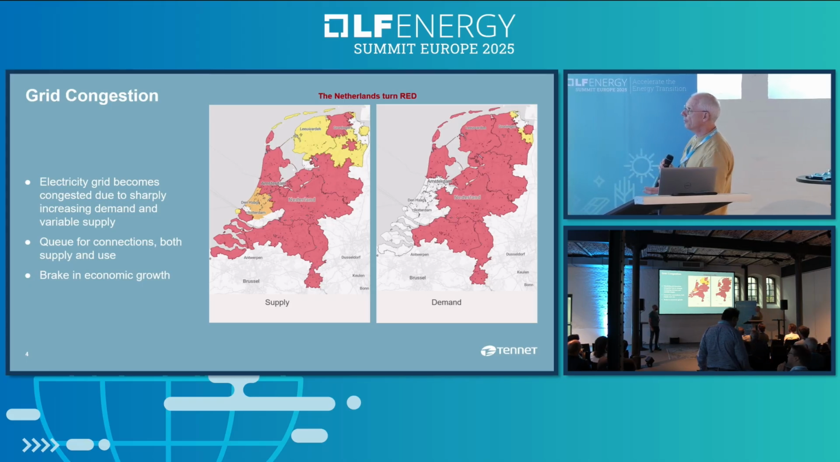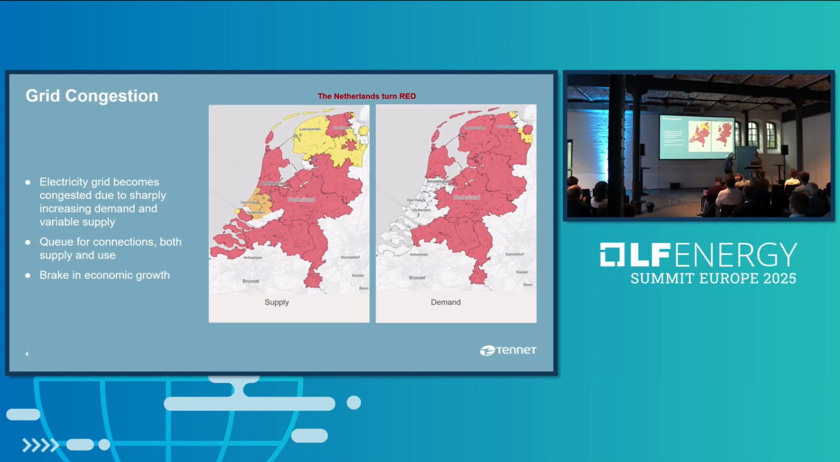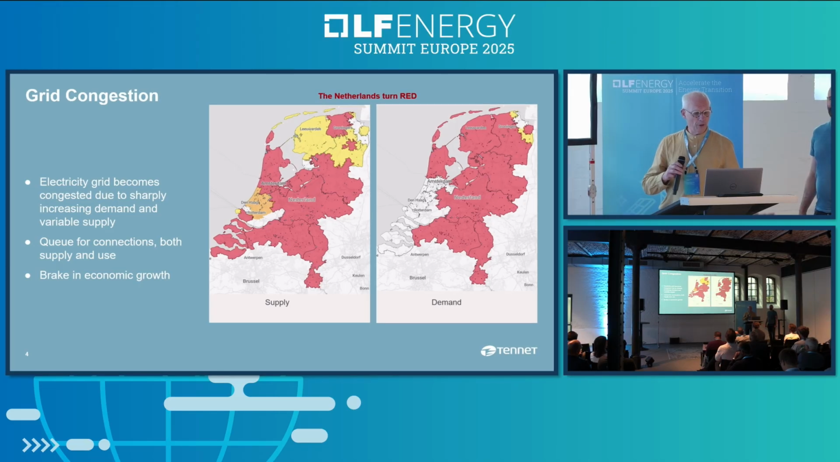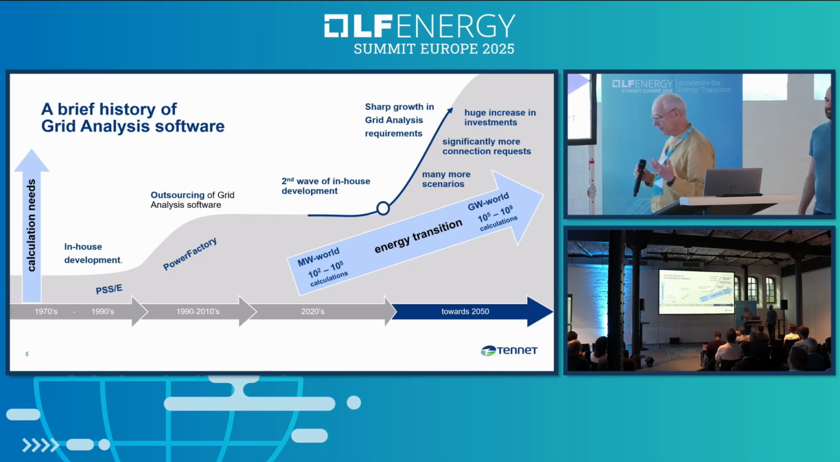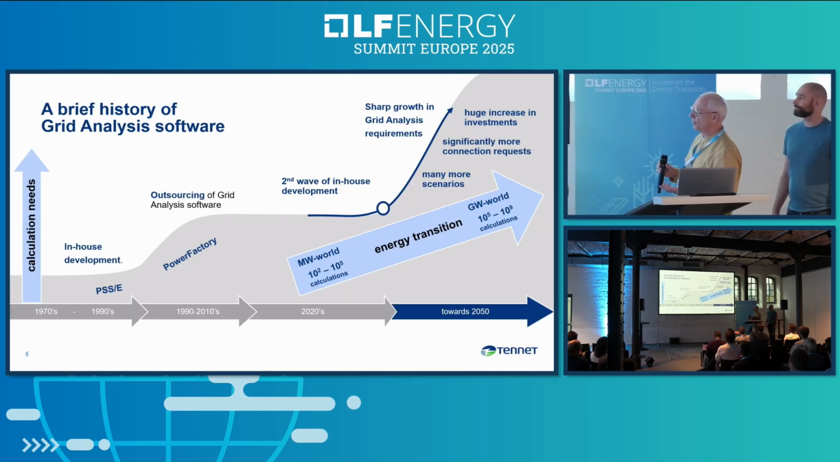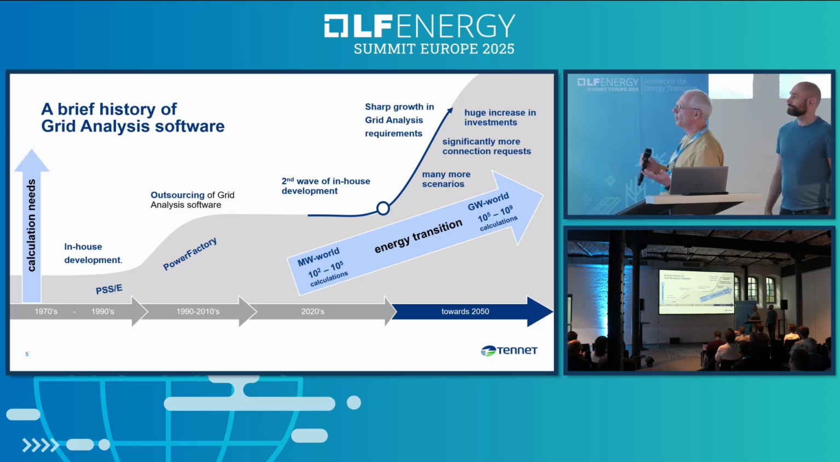We have a lot of congestion in the network due to a sharply increasing demand. So if you look at supply or demand capacity, the Netherlands is turning red, so we don't have any capacity left for connecting new customers. The list of new customers is endless, and we need to do something about it. Meaning that we need to do a lot of grid analysis in order to improve this. So the second question is, what is going on here?